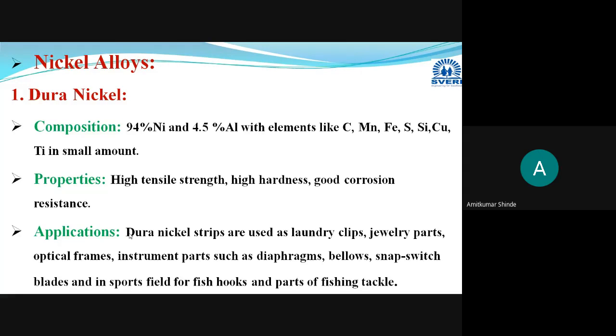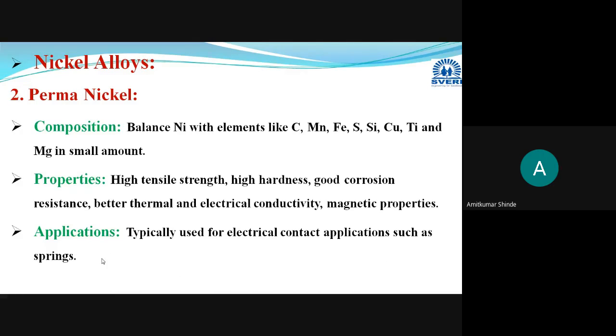In general, you can easily remember the application: it will be used for manufacturing strips. Those strips are used as laundry clips, and in different jewelry parts and optical frames. That can be easily remembered as the application for this Dura Nickel. Then after this point, we will move towards the next nickel alloy, that is the Perma Nickel alloy.